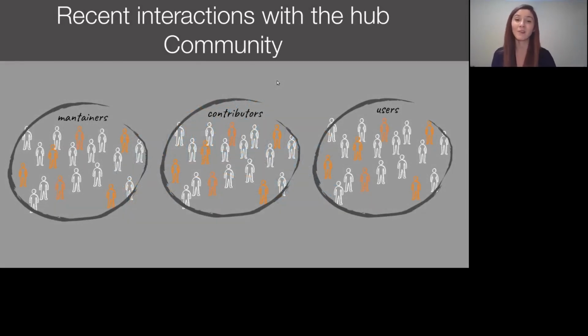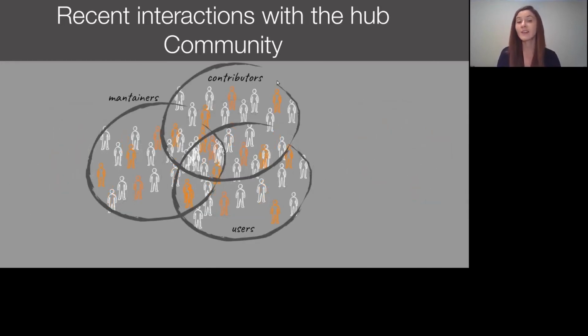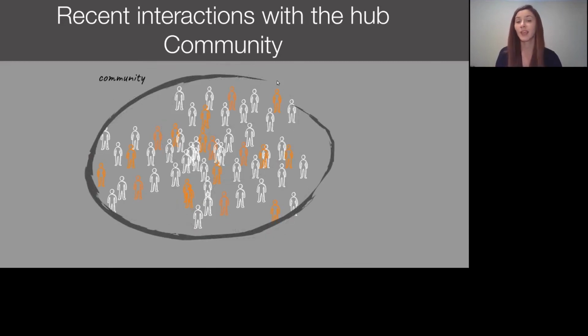If it's not obvious already, the most important puzzle part of JupyterHub and Jupyter in general is the community. Maintainers, contributors, and users alike. They are not that different, and very often those three circles, those three groups, overlap. Overlapping, they create what we call the Jupyter community or the Jovians.